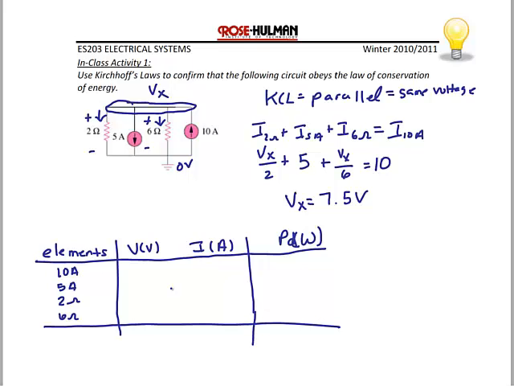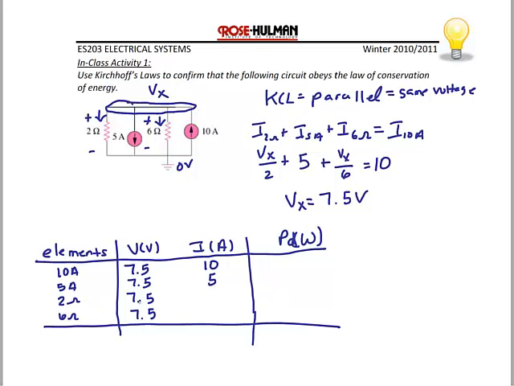Since all of these elements are in parallel, I know that they all have the same voltage, so in that first voltage column, you can go ahead and put 7.5 for each of them. The 10 amp current source currents are also pretty easy. You know that their currents are 10 amps and 5 amps.